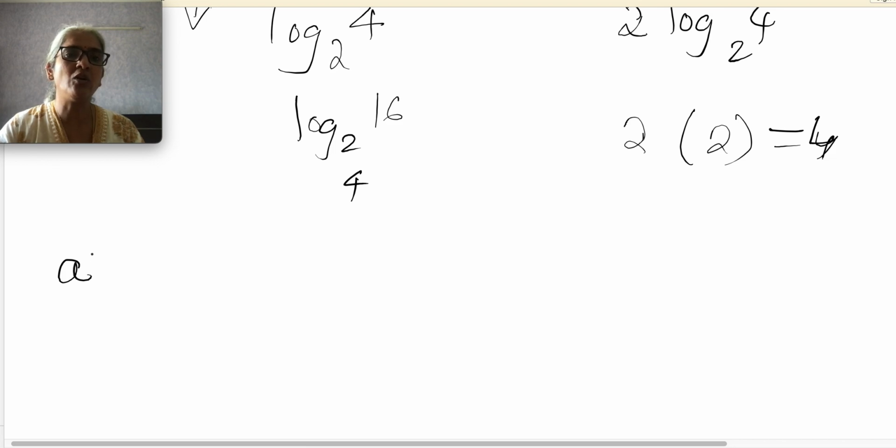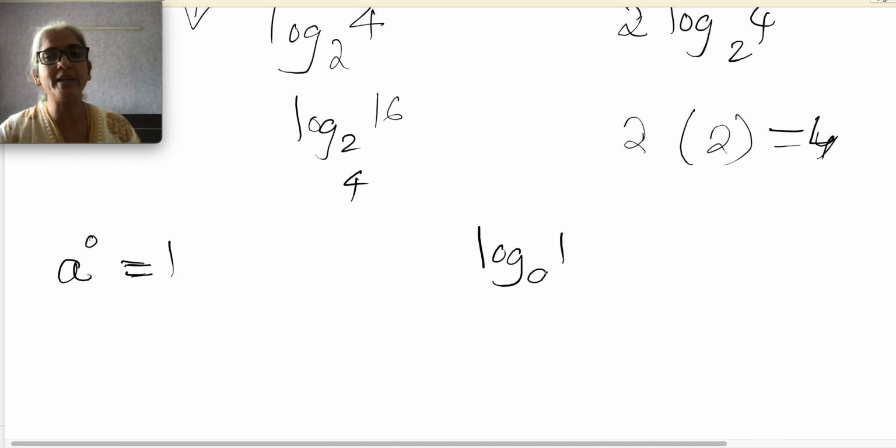The next rule, log of 1. We start with exponents, right? So a raised to 0 is 1. Anything raised to 0 is 1. Correct? In log we get the power. That means log of 1 to any base must be 0. It's just the opposite operation. So log of 1 is going to be 0 and the base can be anything. So log of 1 to the base 10, log of 1 to the base 100, log of 1 to the base 2 is 0 because anything raised to 0 is 1. Correct?